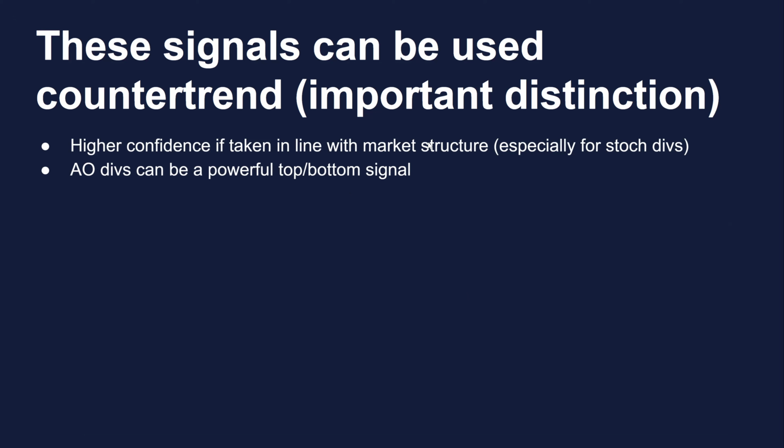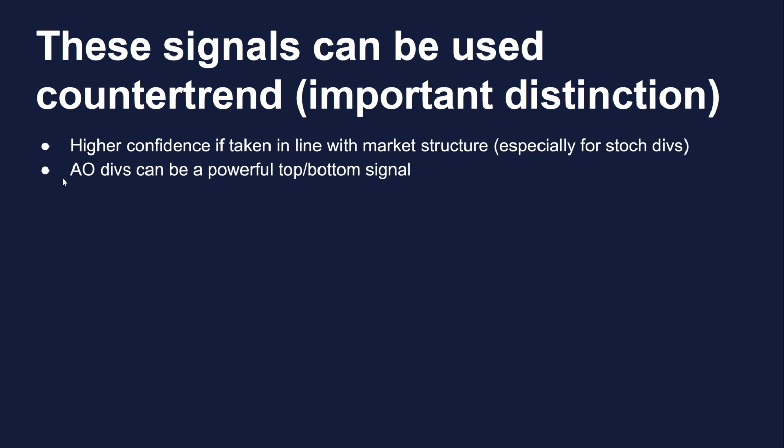So these signals can be used counter trend, which is an important distinction. Whenever we talked about the basic trades and adding AO to the basic system before, the trades that we took were always in line with market structure. And this divergence in momentum is telling us that we're likely to be at a top or bottom, especially with the awesome oscillator. AO divs in particular can be powerful top or bottom signals.